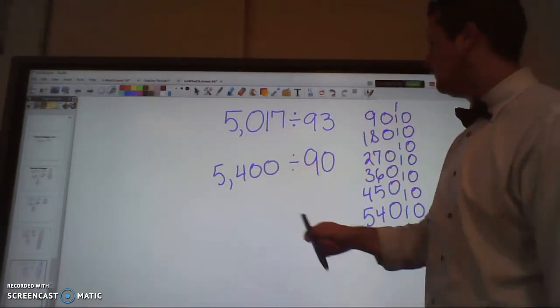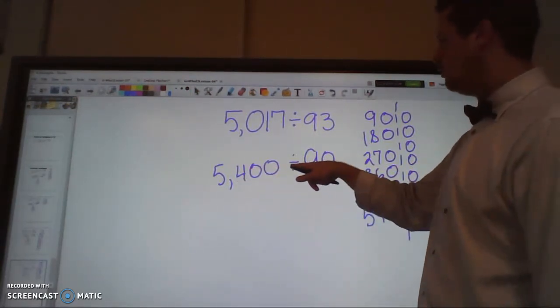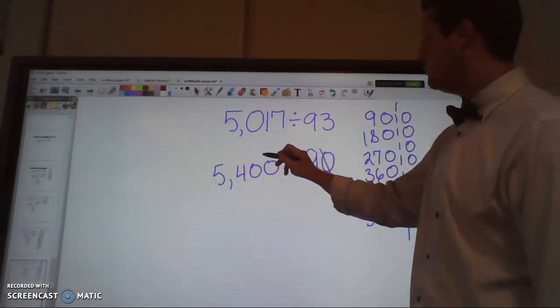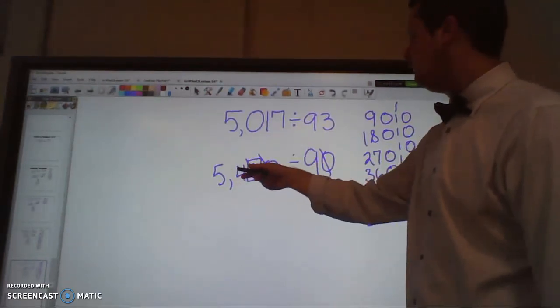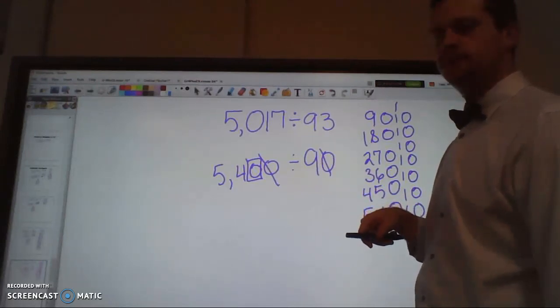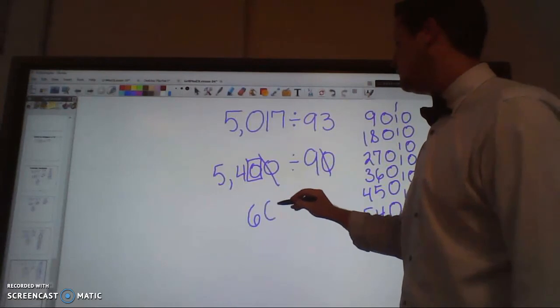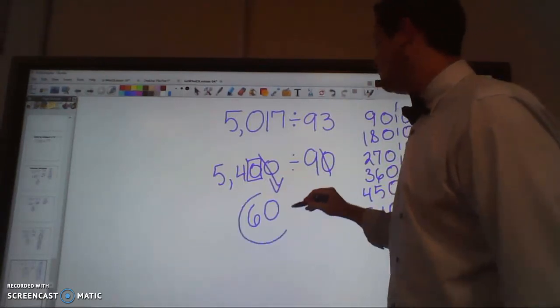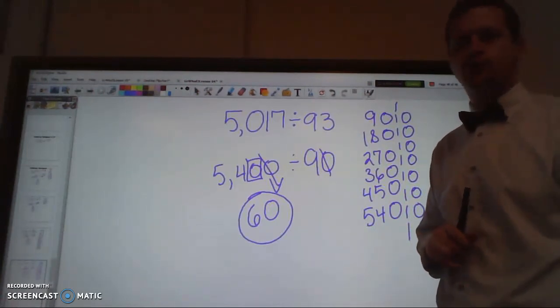Okay, so 5,400, which is what we have. We got 5,400 divided by 90. Take away the 0. Box this 0. 54 divided by 9. Well, that would be 6. Add your 0 back. 60. So an estimate for this would be 60. It's going to be somewhere close to 60.